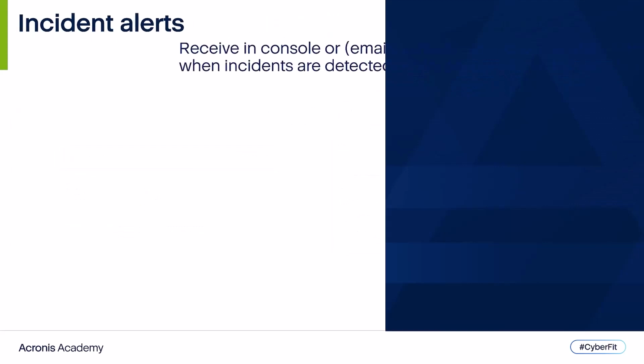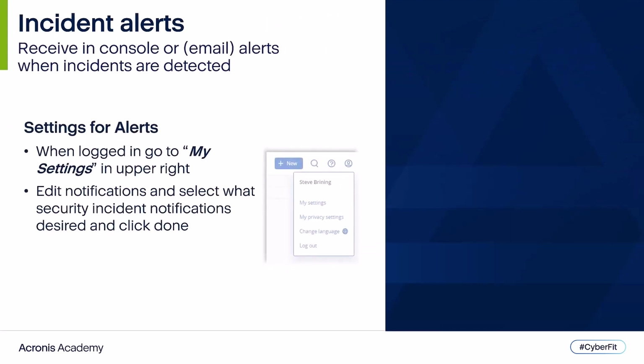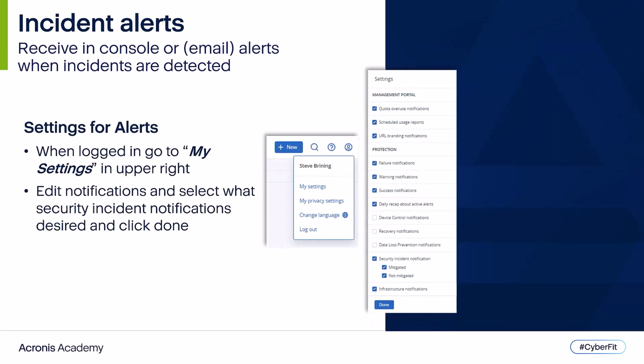Many have stated they have not received alerts when incidents are detected, so I want to show you how to set this up correctly. When in the console as an administrator, go to the upper right of the screen and select the person icon, and then hit My Settings. When in there, scroll to the Settings area and edit by hitting the pencil icon, and then select the notifications you would like to receive. In particular, for EDR, look at the Security Incident Notification area.